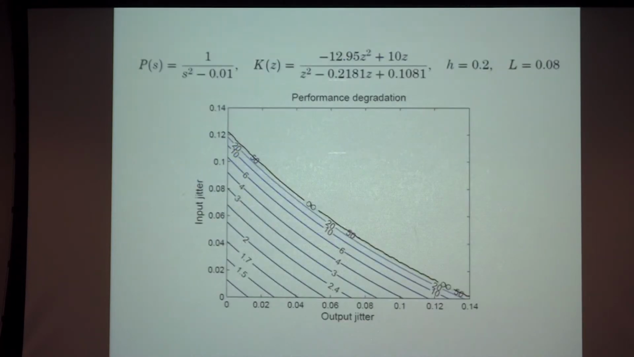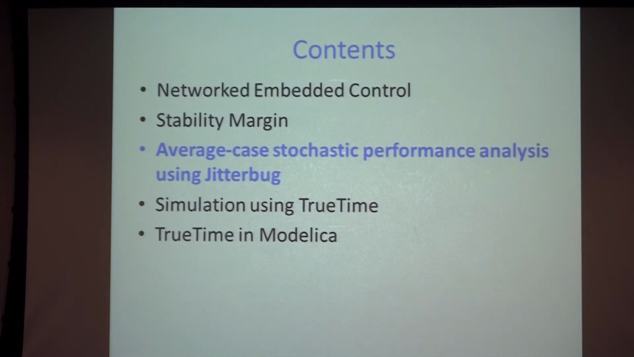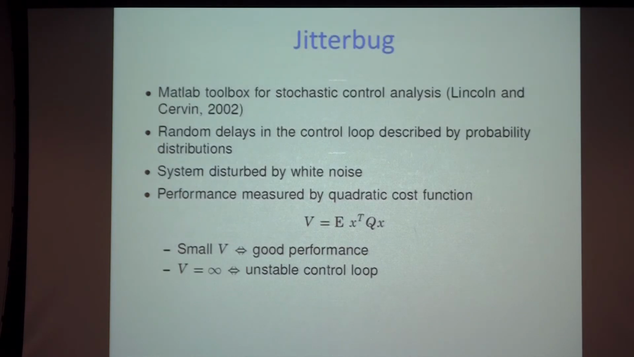Okay, so this you can use. That's a more theoretical result. The next thing you can use is this toolbox, Jitterbug. This is a toolbox that was developed originally in 2002 by the same people, Lincoln and Cervin. It's a Matlab-based toolbox for stochastic analysis of control performance, where the delays are described by distribution functions. We assume that we have a system that is disturbed by white noise, and we assume that the performance is measured by some quadratic cost function, where we could penalize the state and the control signal and so on. A small value of the cost function is good performance, and if the cost function is infinity, then we will have an unstable system.